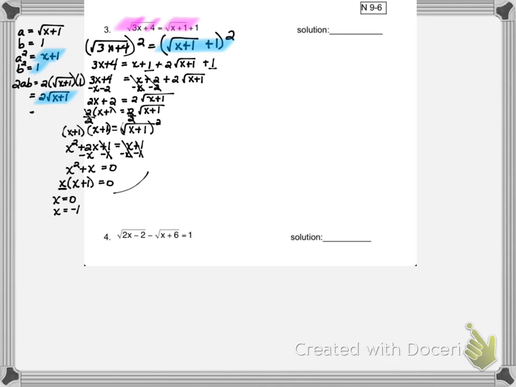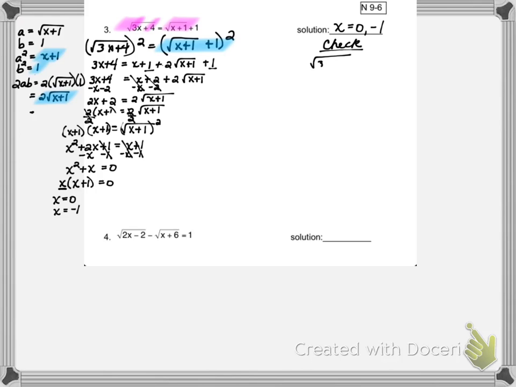So we're going to go up here, and we're going to say that x equals 0 and negative 1, and we may have to take one of those off. Remember, we have to check them. Alright, so here we go. We're going to do our check. And we have two answers to check this time. So first let's check 0.